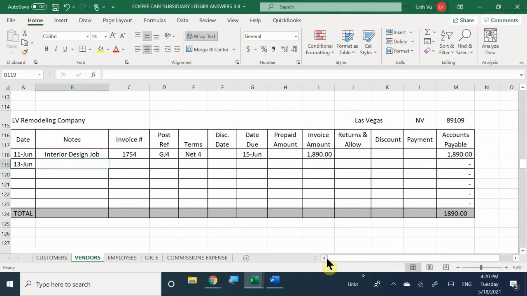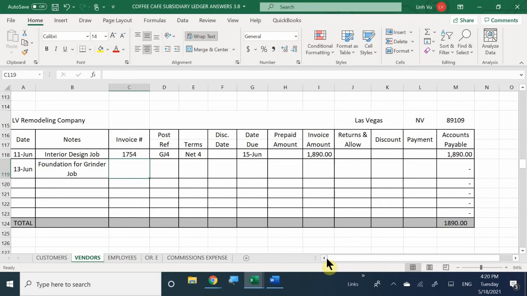Once again, what kind of information or notes would you like to indicate here? I'm going to say foundation for grinder job. That's the easiest description I can figure out here. And it was invoice number 1760. Once again, still on general journal number 4. And what were our terms? Net 4 days. It was due in 4 days.